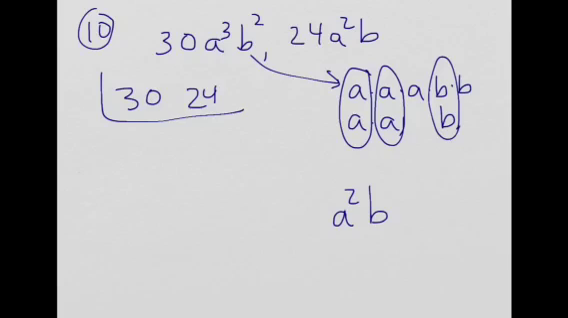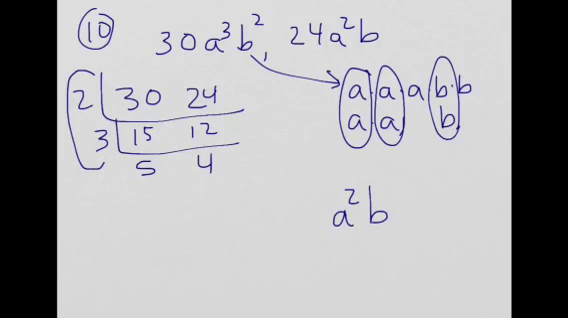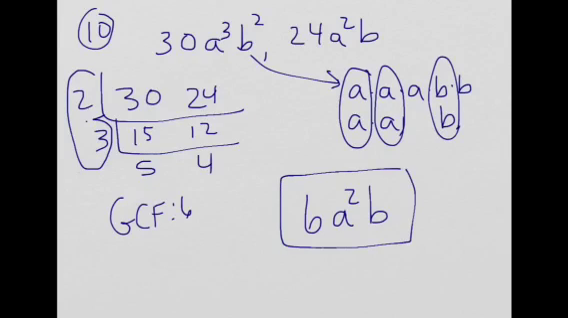Now I'm going to do 2 goes into 30 15 times and 12. 3 goes into 15, 5, and 4. 1 is the only number that goes into 5 and 4, so you're done. So my greatest common factor is going to be 6. Greatest common factor for my numbers is 6, so my answer is 6A squared B. That's it.